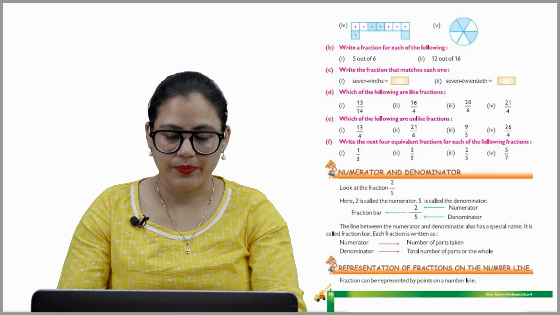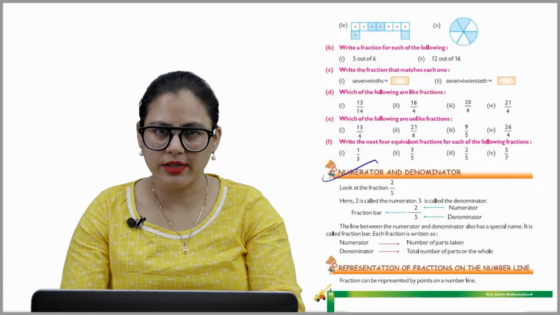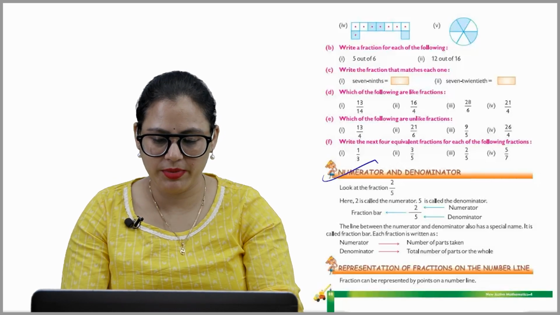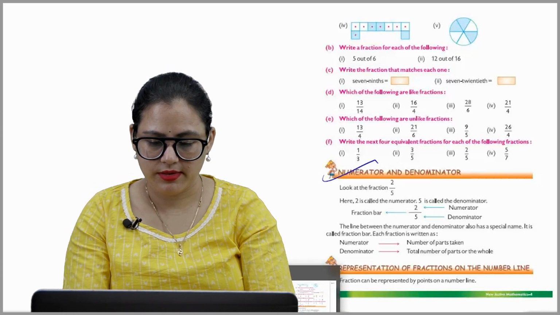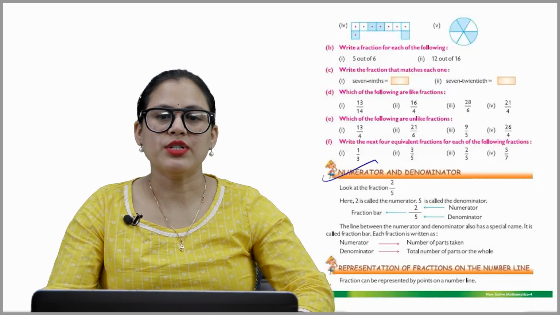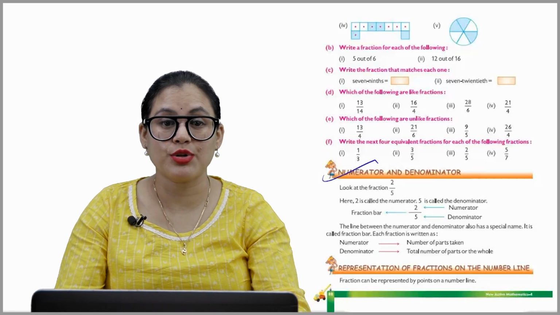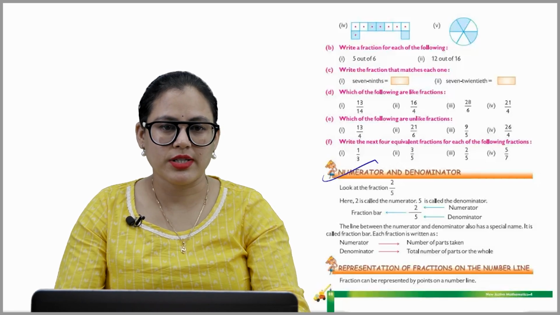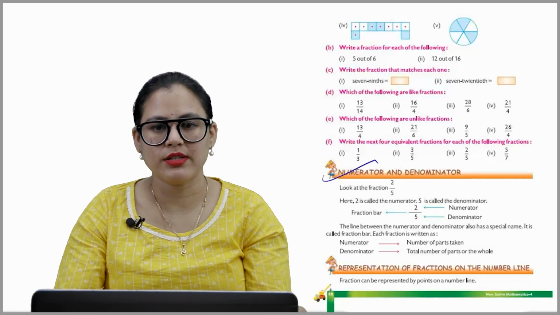Numerator and denominator. Look at the fraction 2 by 3. Here 2 is called the numerator, and 3 is called the denominator. The line between the numerator and the denominator also has a special name. It is called a fraction bar. Each fraction is written as numerator, the number of parts taken, over denominator, the total number of parts of the whole.